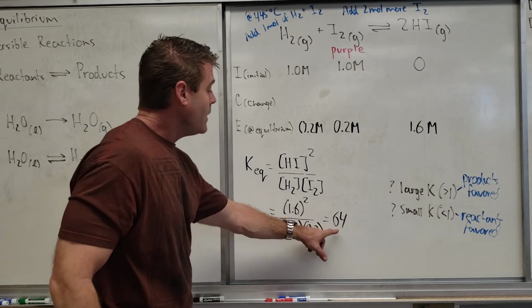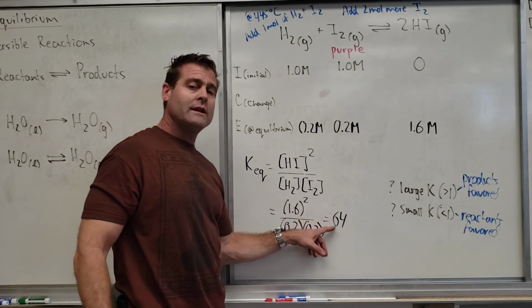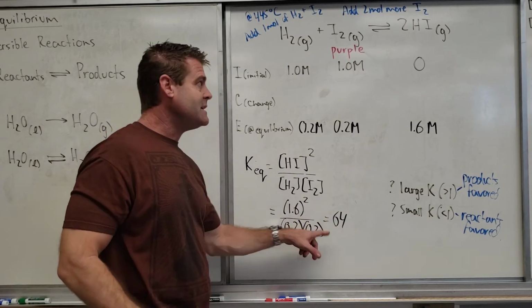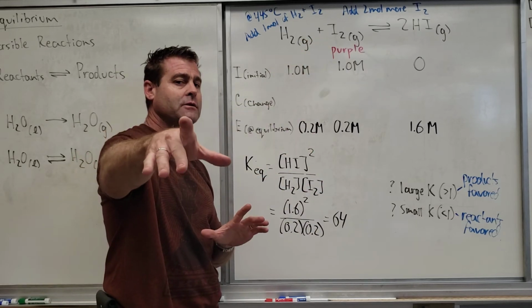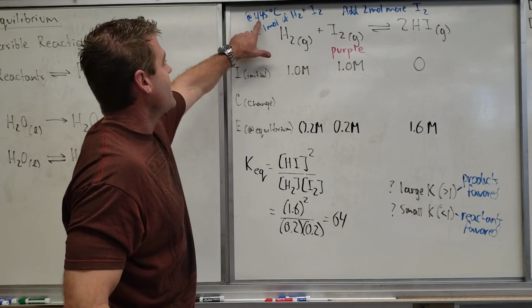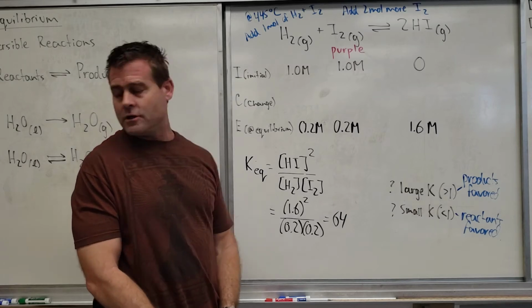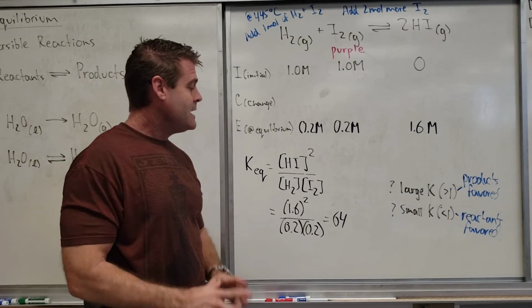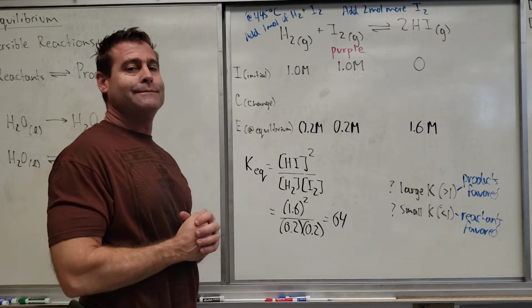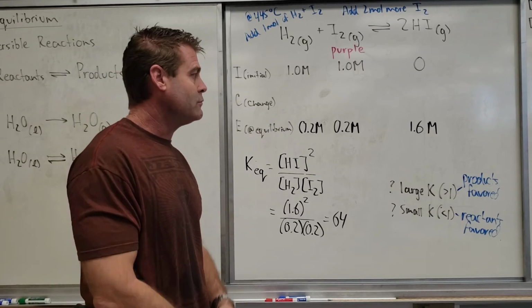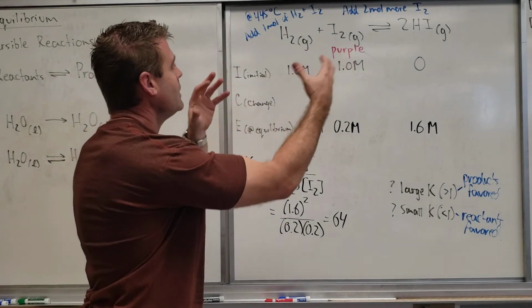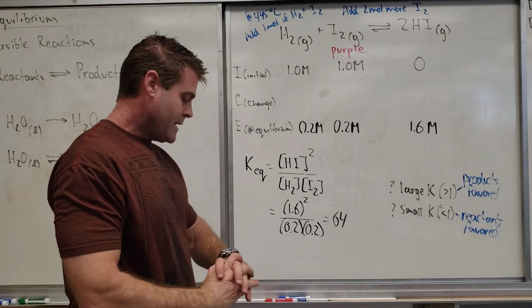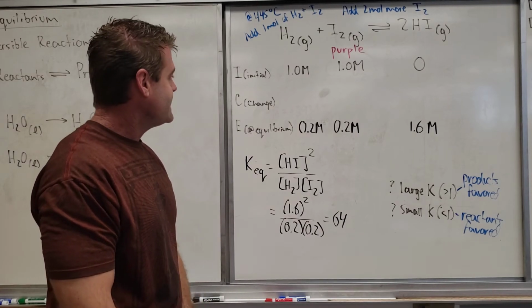And you guys, when will it stay 64? It will always be 64 for this reverse reaction. You guys remember the only thing that affects it? When you're at 445 degrees Celsius. You guys, that's why it's called the equilibrium constant. Very powerful tool to help us understand reversible reactions.